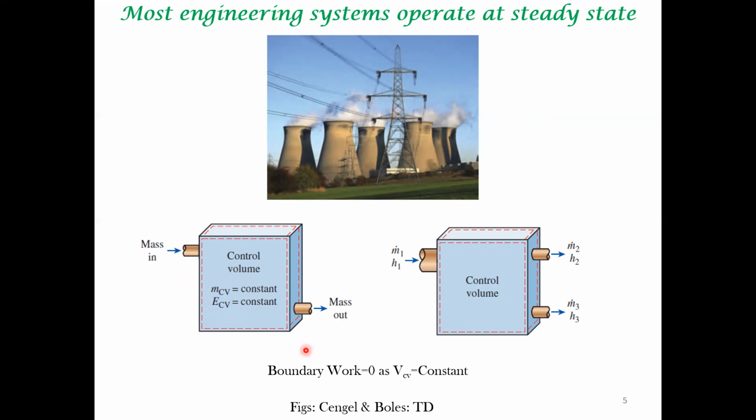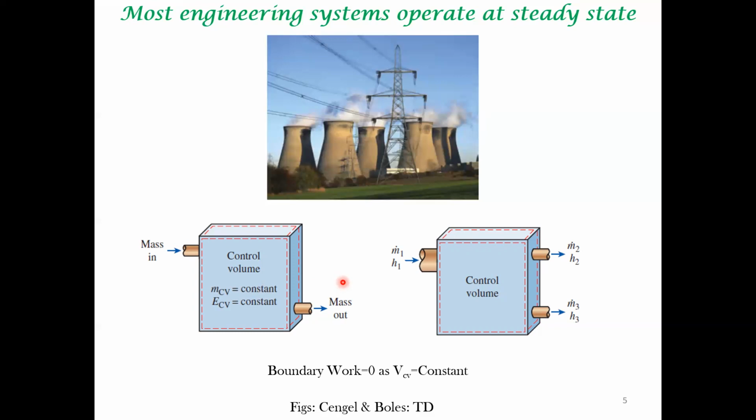Because the volume of the control mass is not changing, the boundary work is zero, right? So because the control volume is a constant. For a typically steady state system, even though there are property variations within the system, there can be a spatial variation, but at a given instant, the time rate of change of these properties is zero. So they are not changing with respect to time. There can be variation of properties across the control volume, spatial variation, but there's no time variation.